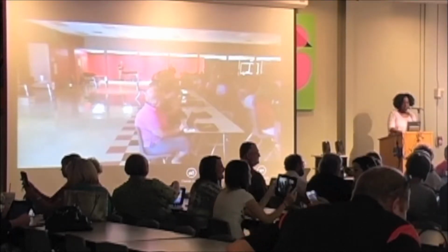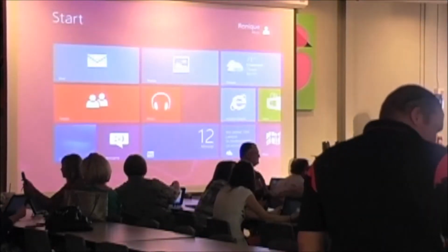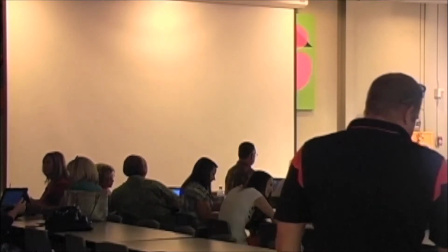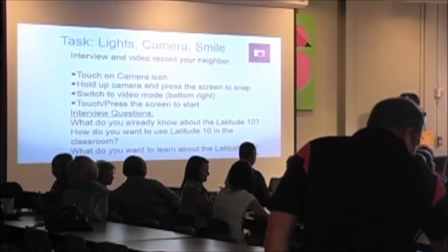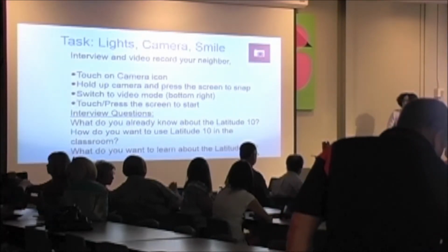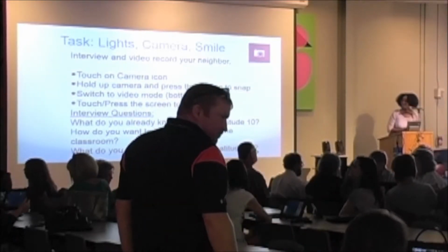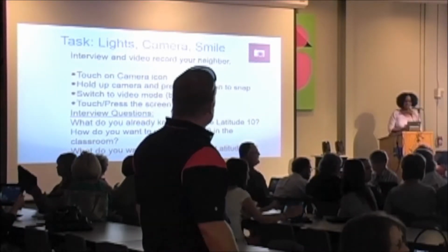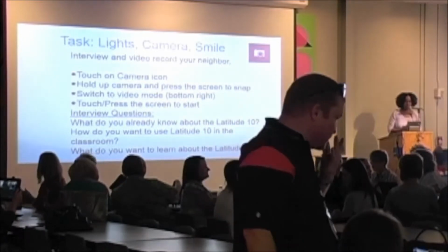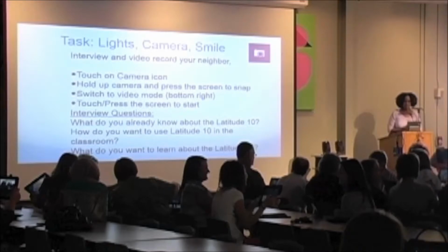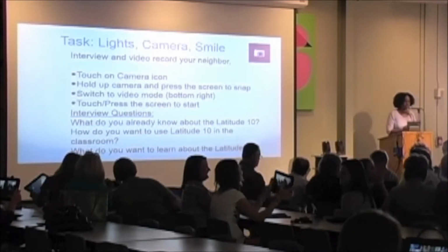All right, so I have a little assignment for you. The first thing you're going to do is hold up the camera and ask your neighbor to say cheese. And you're going to press the screen. You just need to tap the screen to snap the picture. That's all you need to do. It's very easy.